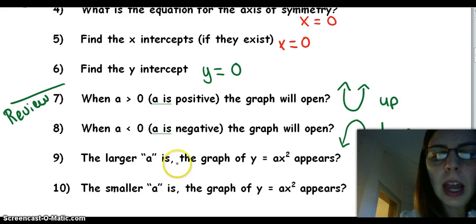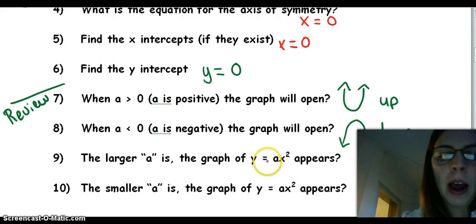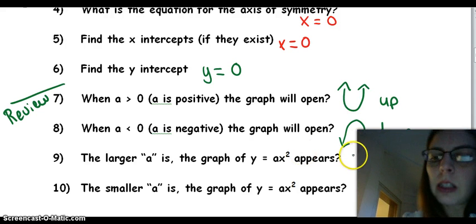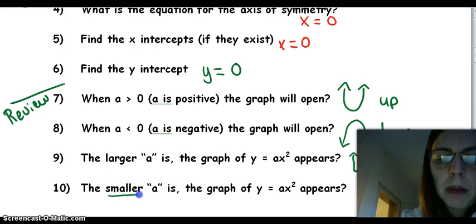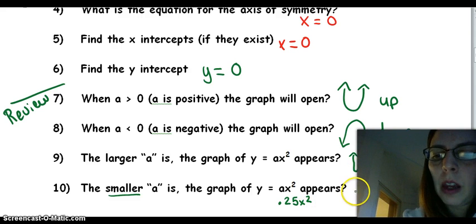The larger a is, the graph of y equals ax squared appears steeper. So it will look like that, and it's steeper. So the smaller a is, like say, 0.25, I think was the example we used last time, means that it will have a much more gradual increase.